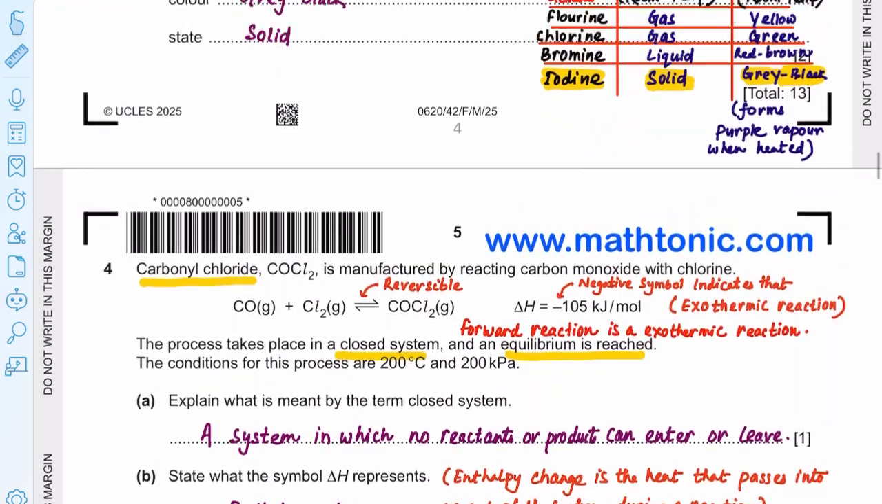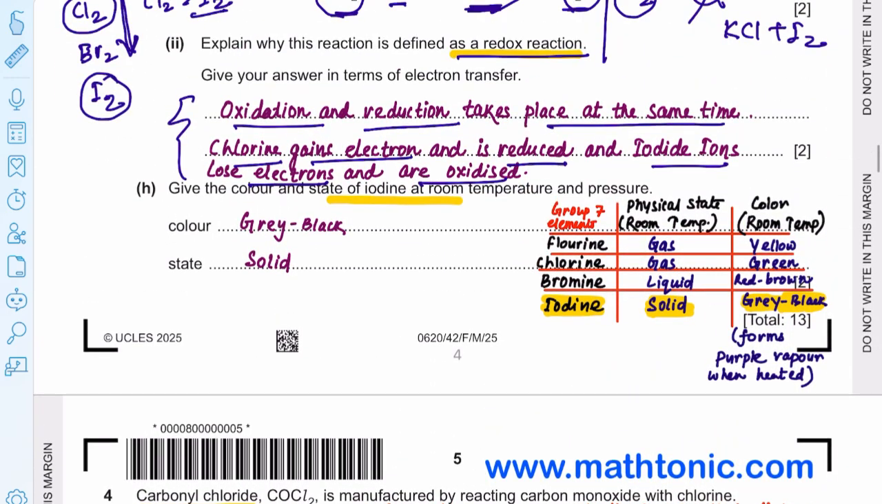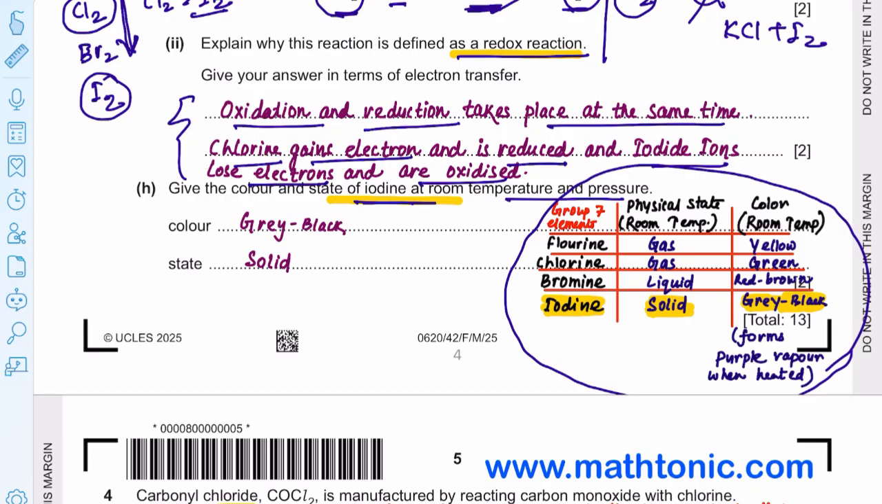Next question: give the color and state of iodine at room temperature and pressure. I have written here the extra information: the group 7 elements, their physical state and color. Fluorine at room temperature is a gas, and its color is yellow. Chlorine is a gas, and it is green. Bromine is a liquid, and it is red-brown.